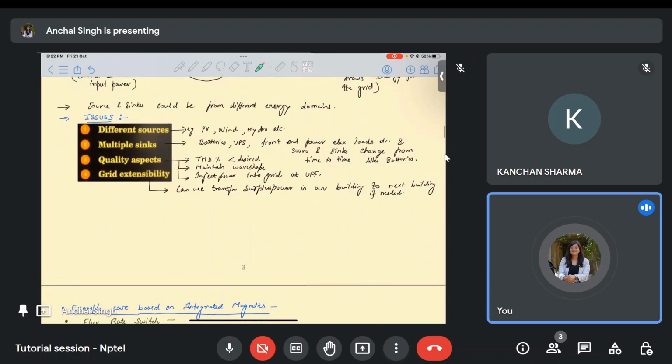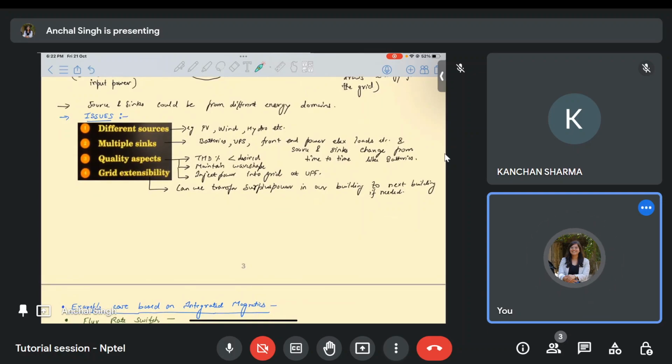Now, there are certain issues with these submicrogrids. What are those issues? There are a lot of sources. When you talk about a source port, the source could be anything. It could be PV, wind, hydro, anything. Irrespective of what kind of source I am connecting, my system should be able to handle the load. Now there are multiple things. The nature of load could be anything. It could be a battery, an uninterrupted power supply, a front end power electronic load, or a simple lighting load. It could be anything, right?